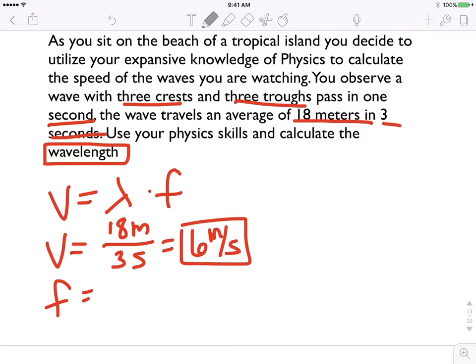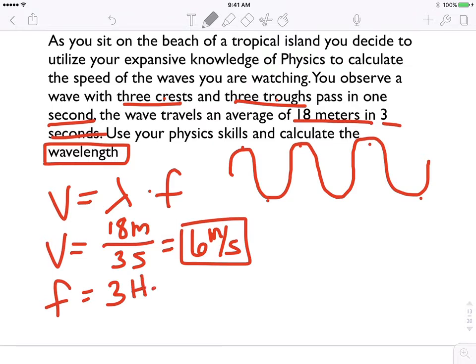What about frequency? Well, frequency is the number of cycles that occur in 1 second. And here you go, 3 crests, 3 troughs. So if we were to draw that out just so you could visualize it, that's 1 crest, 1 trough, 2 crests, 2 troughs, I'm sorry. So we have 1, 2, 3, 3 crests and 3 troughs. That is 3 wavelengths. So we have 3 cycles occurring in 1 second. That's our frequency. It's 3 hertz.